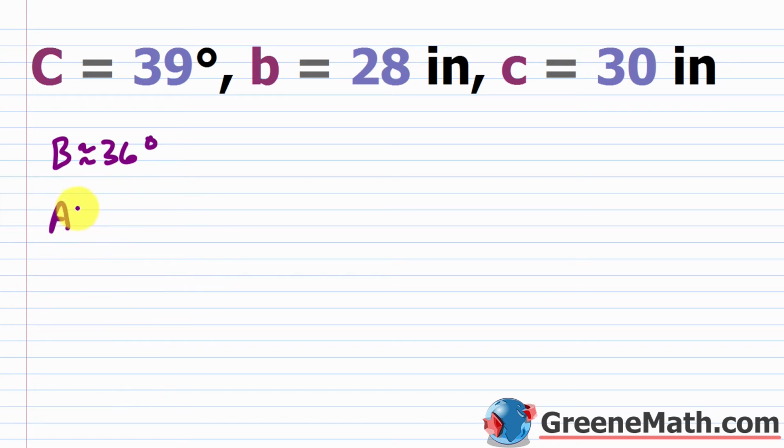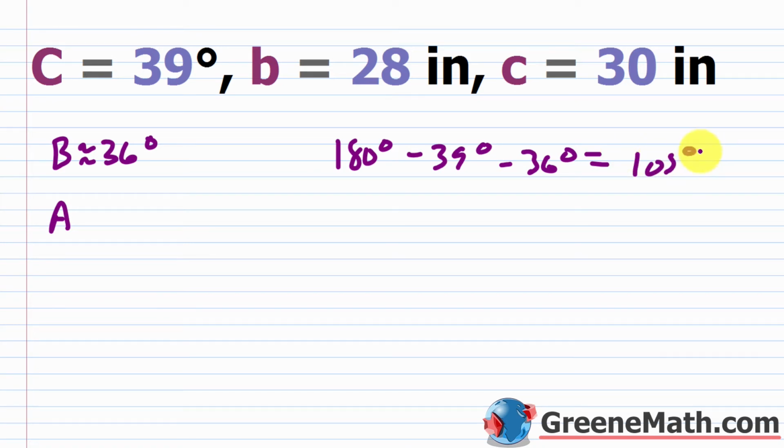So then what is A? I'm solving for A here. Again, this is pretty easy. I'm going to do 180 degrees minus 39 degrees minus 36 degrees. This is going to give me what? 180 minus 39 is 141. Take away 36, you get 105. Again, this is an approximation, it's not going to be exact. So let's say this is approximately 105 degrees.